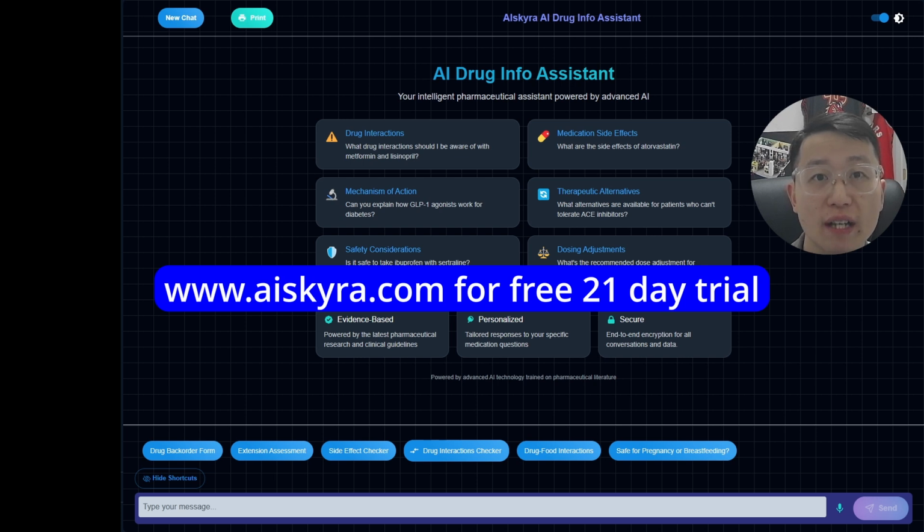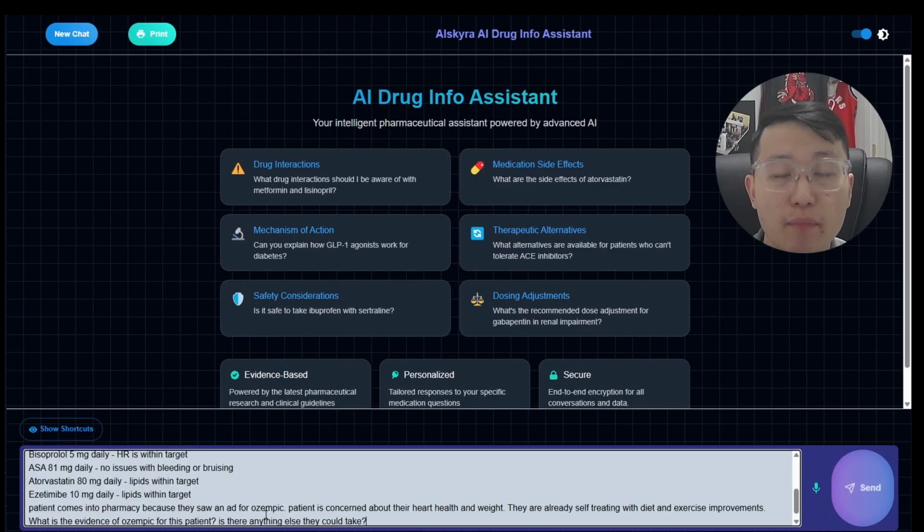Here's a quick tutorial on how you can generate a full patient care plan using our AI drug information assistant, which leverages our custom drug information database that includes best practice guidelines in Canada, as well as over 1 million scientific articles. Let's start by putting in some information about our theoretical patient.